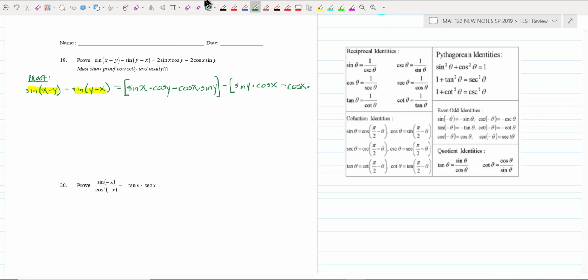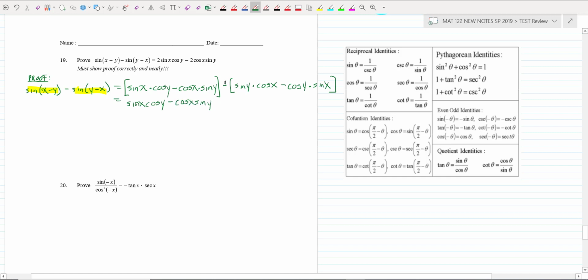Oh, I keep doing that wrong. Okay, so cosine of y times sine of x. So you want to start that way. You want to put those in your identity. Now what we're going to do is distribute that negative through there and see if there are any like terms that we can collect. So I'm just going to remove these brackets. So I've got sine x cosine y minus cosine x sine y.